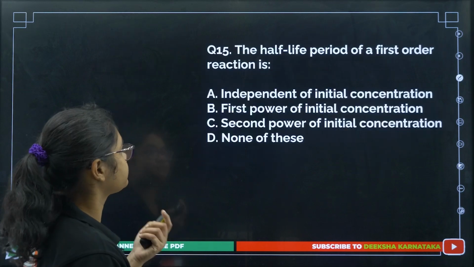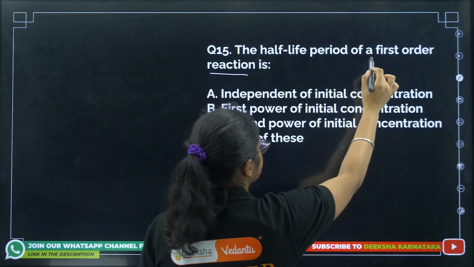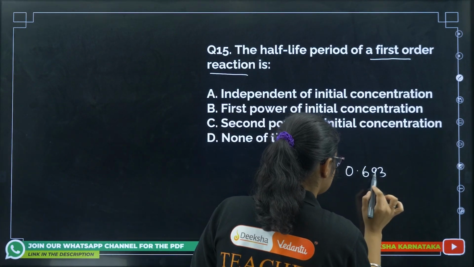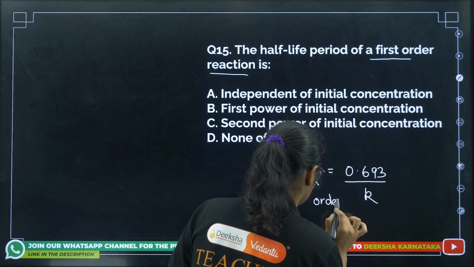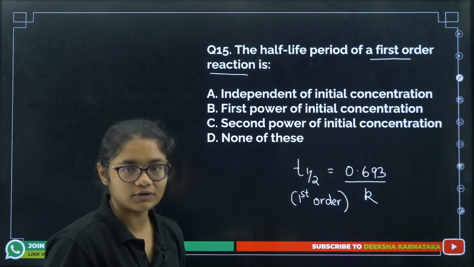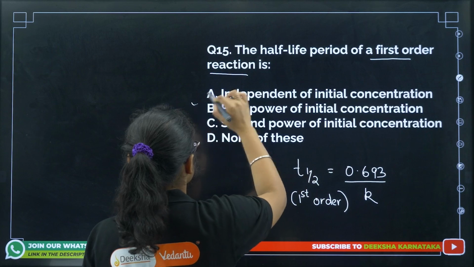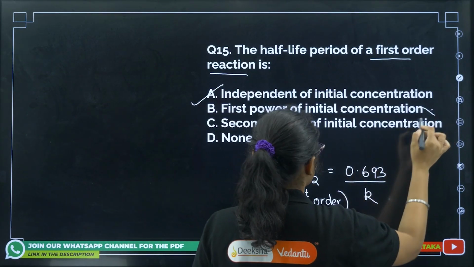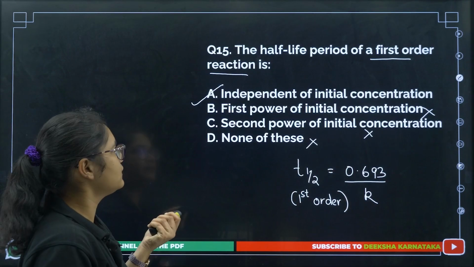Okay, next one. Question number 15. The half-life of a first order reaction is, okay, what is the half-life of first order reaction? 0.693 by K, right, for first order. So now if you see 0.693 by K, it is independent of initial concentration. There is no initial concentration in T half for first order. So correct option number A. Then first power of initial concentration, no. Second power, none of this. So correct answer is option number A. Okay, very simple theoretical question.